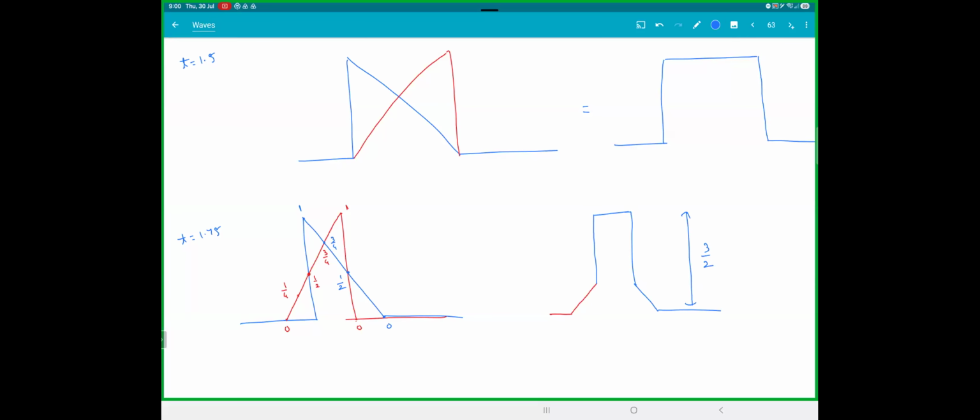Everyone clear with this? It's more like a puzzle. So when two pulses meet, you can get all these weird kinds of shapes. So that is what the pulses do. Any doubts on this? Clear? Next thing. Reflection of a wave.